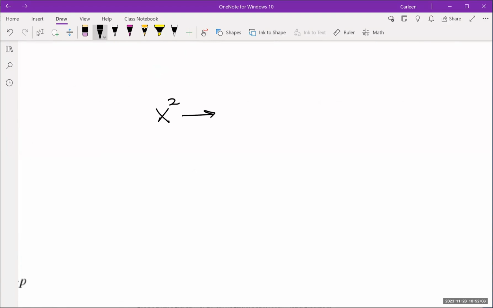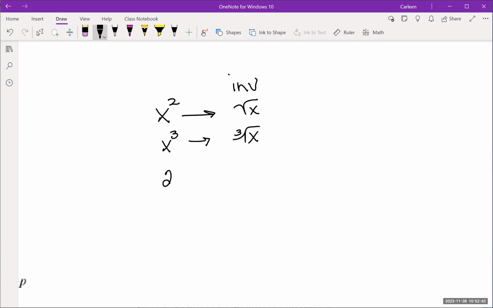The inverse of x squared is square root, right? Everyone agree those are inverses? The inverse of x cubed is cube root, right? We could do all of these. I could do this all day long.